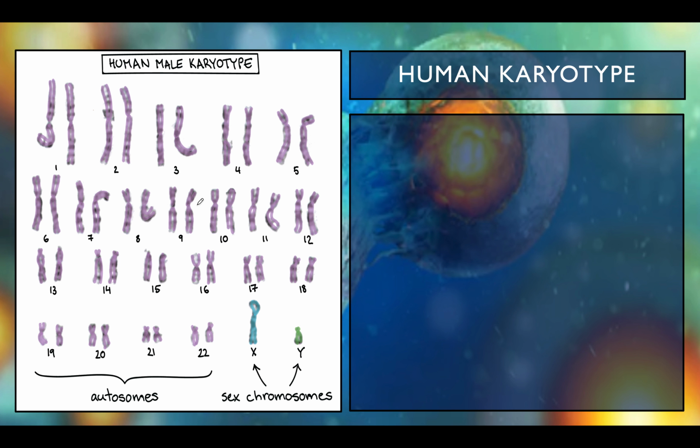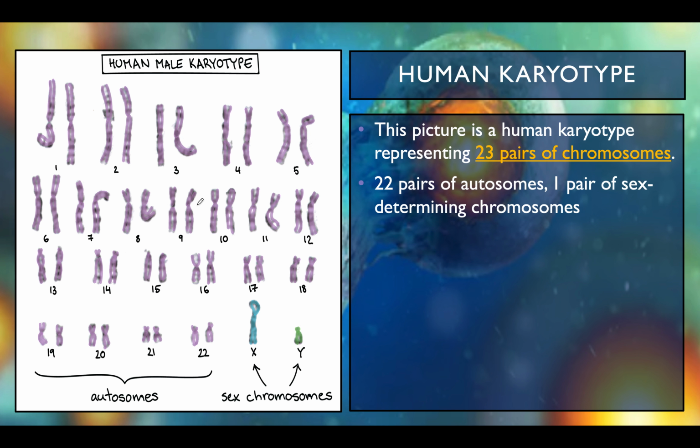Now let's take a closer look at us humans. The human karyotype. This picture is a human karyotype representing 23 pairs of chromosomes, which is what all humans have. All of us who are healthy humans, okay? 22 pairs of autosomes and 1 pair of sex-determining chromosomes. So every pair of chromosomes that is not a sex chromosome, this right here, is an autosome. That is all it means. The autosomes have every other gene that has nothing to do with sex.